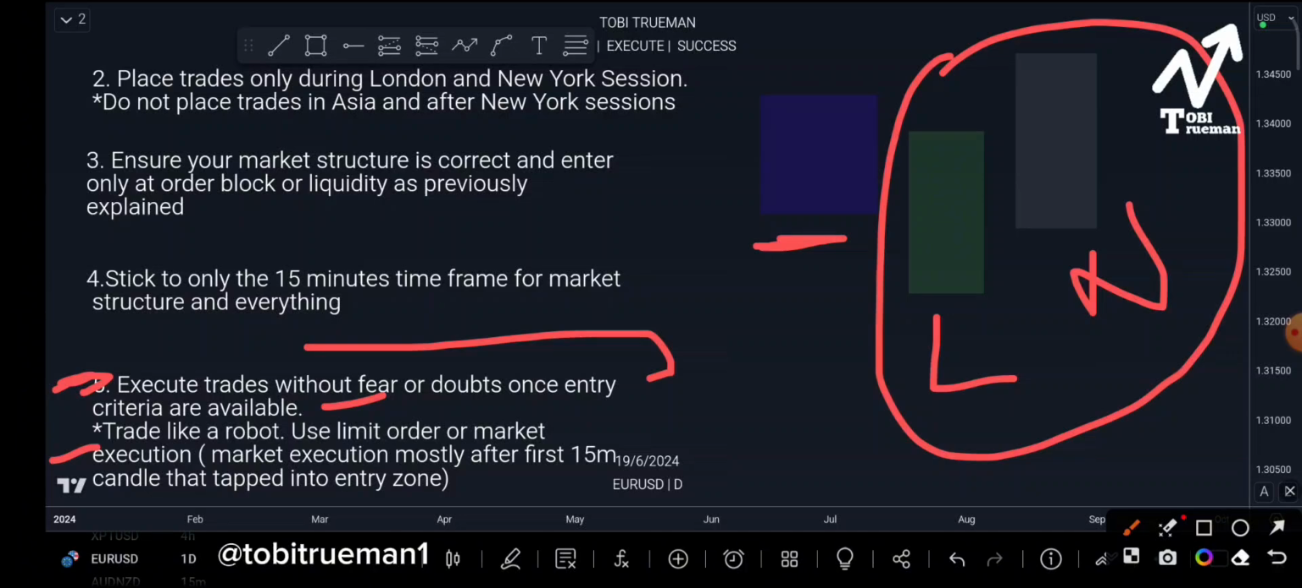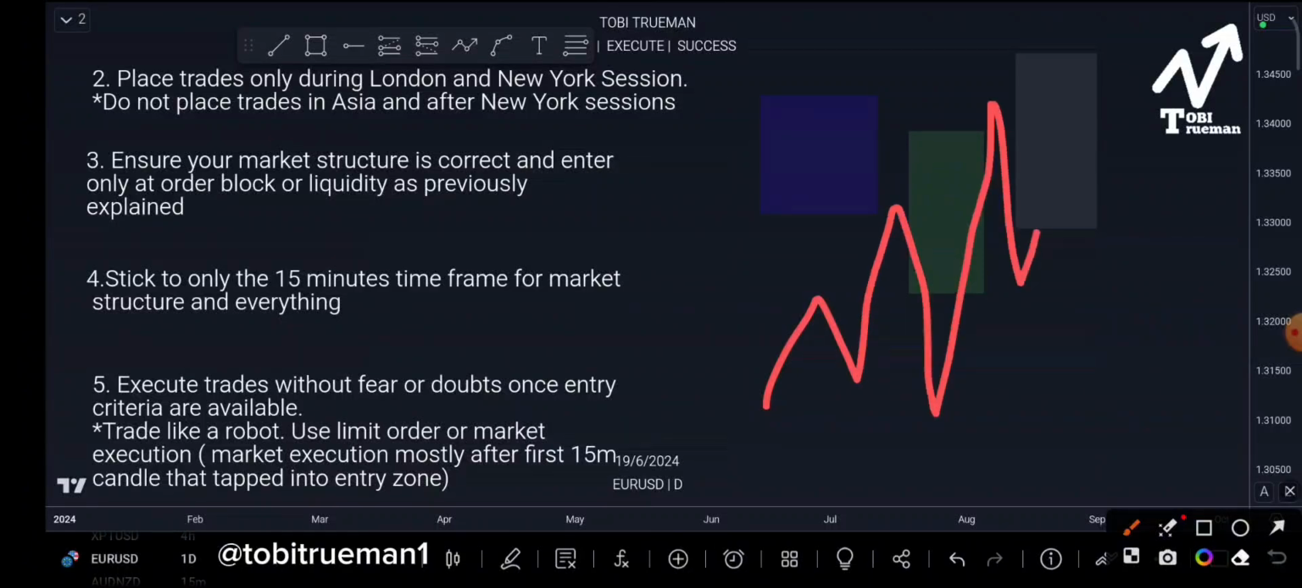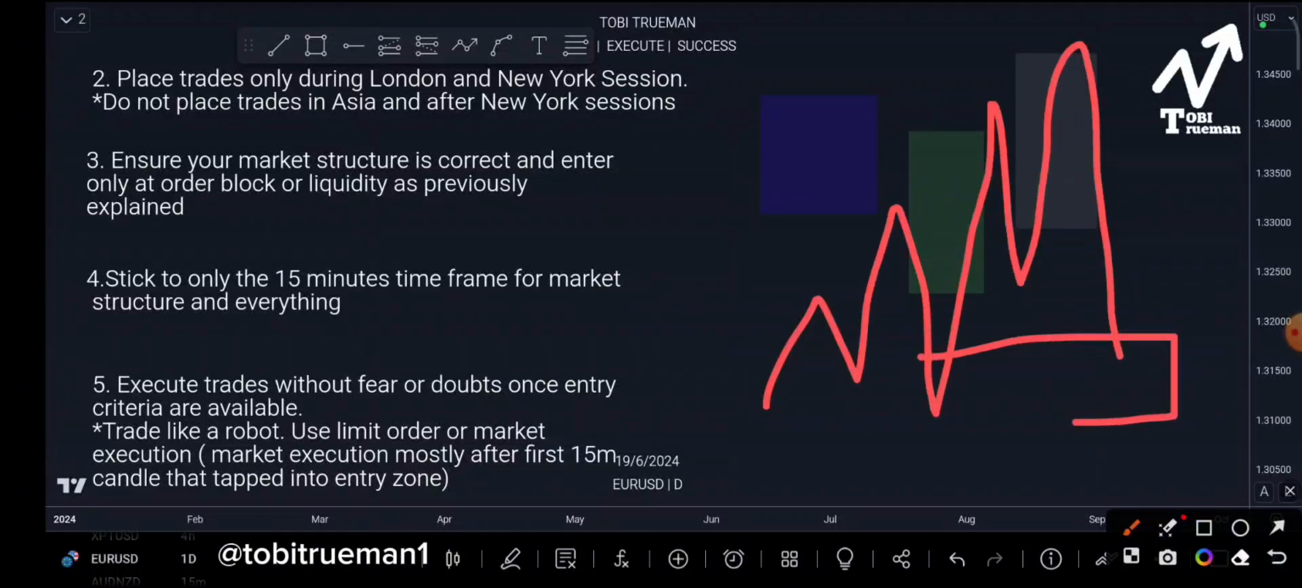Now, you can also use limit order or market execution. When you go to MT4 or MT5, you can see market execution, mostly after a 15 minutes candle that taps into the entry zone. Maybe when you want to trade, you can see that this is price coming in probably during New York session. New York session, that is when order block is mostly respected a lot.